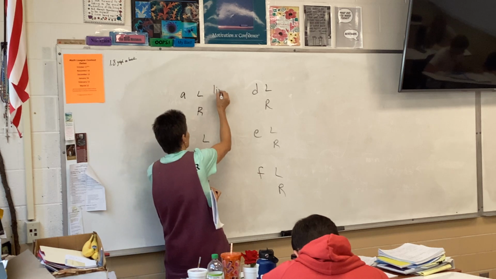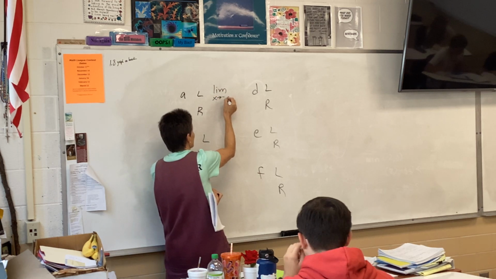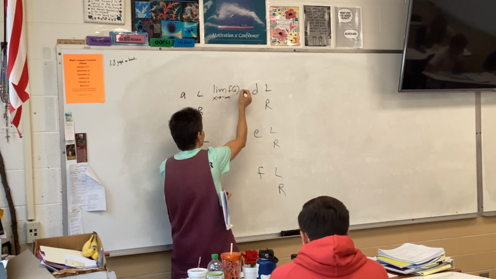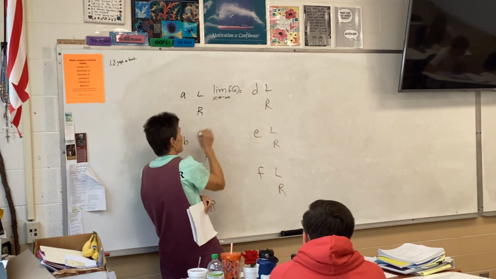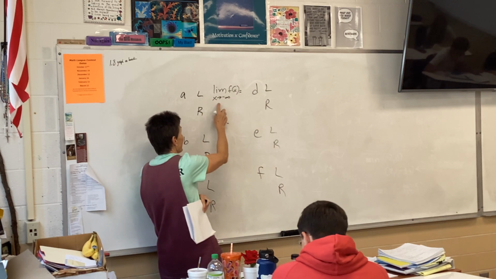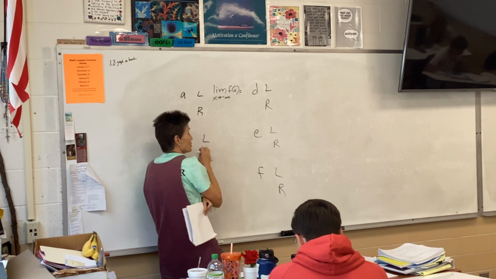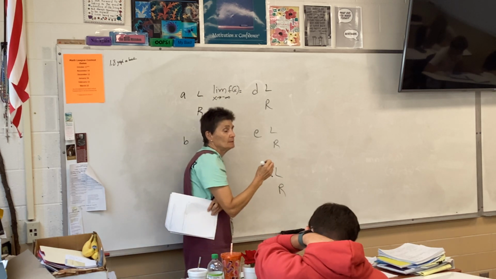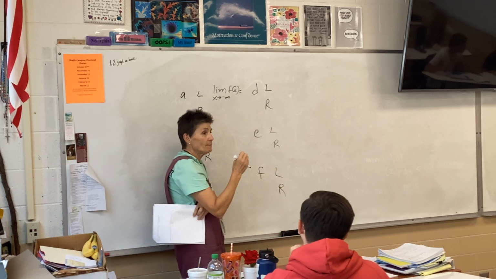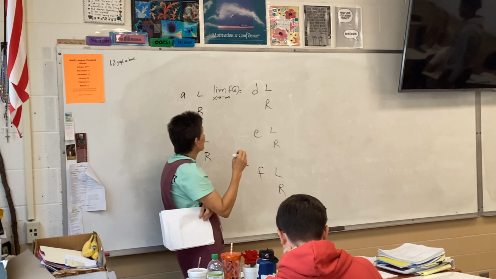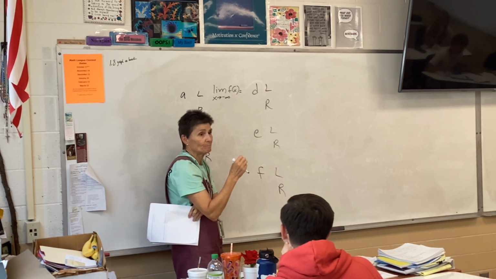Technically, for each of these, we should be writing our limit notation, but we're not doing that for this particular exercise. But that's what this is. The left side is the limit as x approaches negative infinity. Okay? Now, what do you think about that first one? What did you say?